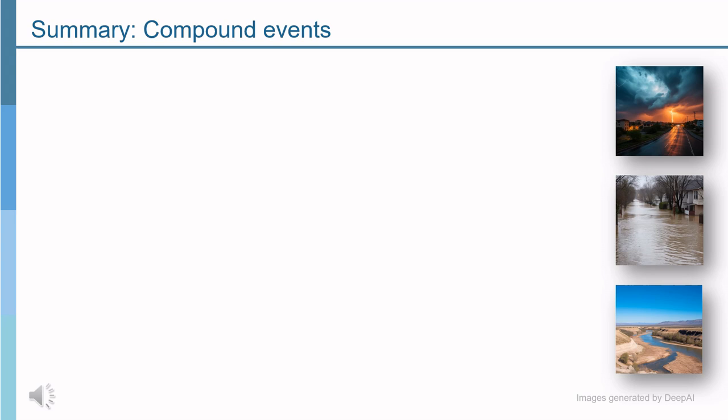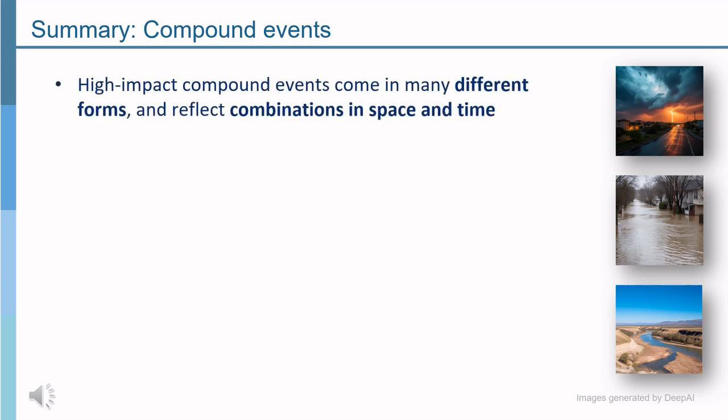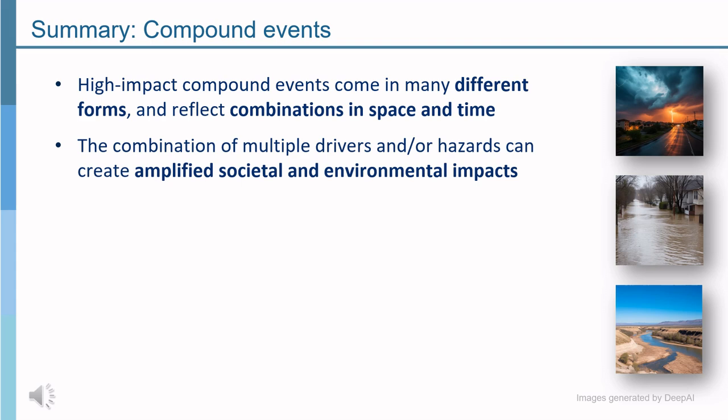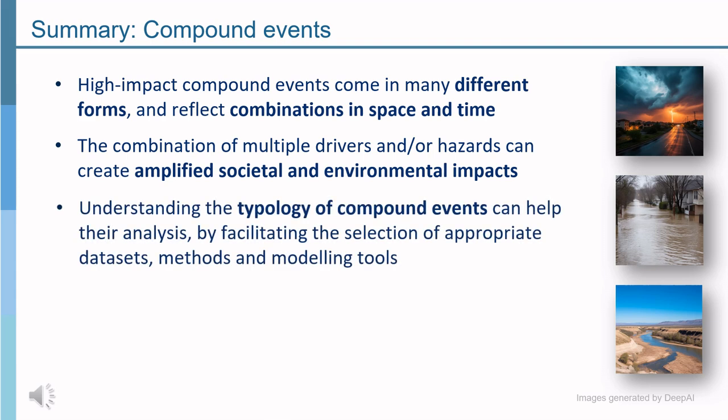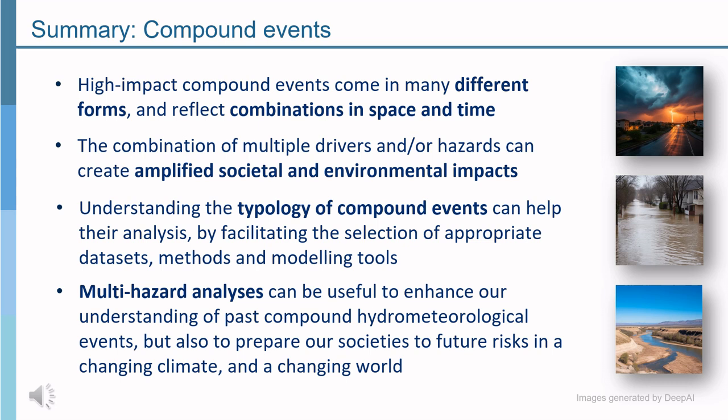In summary, we can say that high-impact compound events come in many different forms and reflect combinations in space and time. The combination of multiple drivers and/or hazards can create amplified societal and environmental impacts. Understanding the typology of compound events can help their analysis by facilitating the selection of appropriate datasets, methods, and modeling tools. Multi-hazard analyses can be useful to enhance our understanding of past compound hydrometeorological events, but also to prepare our societies to future risks in a changing climate and a changing world.